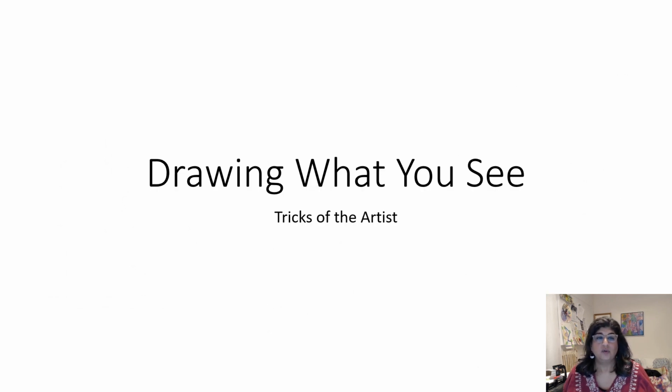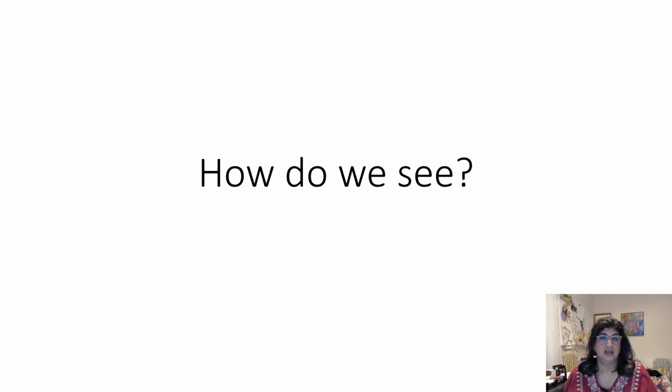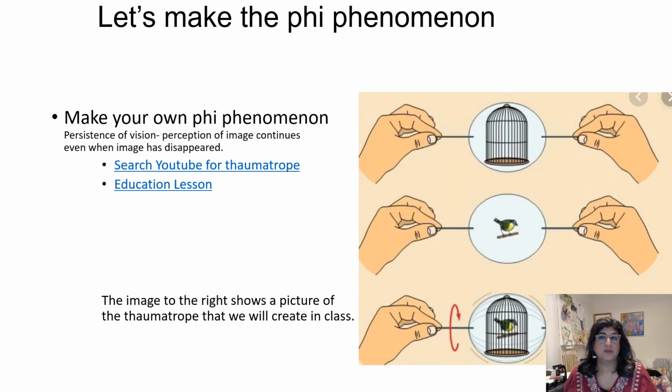And so we will also cover drawing what you see and look at some tricks of the artist, of how they know the eye operates and therefore how they translate that in a visual image. So let's talk first about how we see. And one thing that's really fun to do to help connect how we see is making something called a thaumatrope.